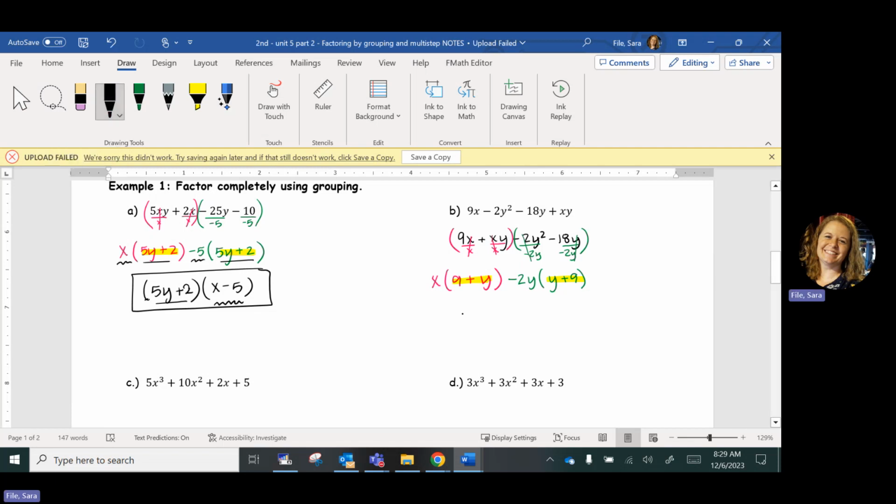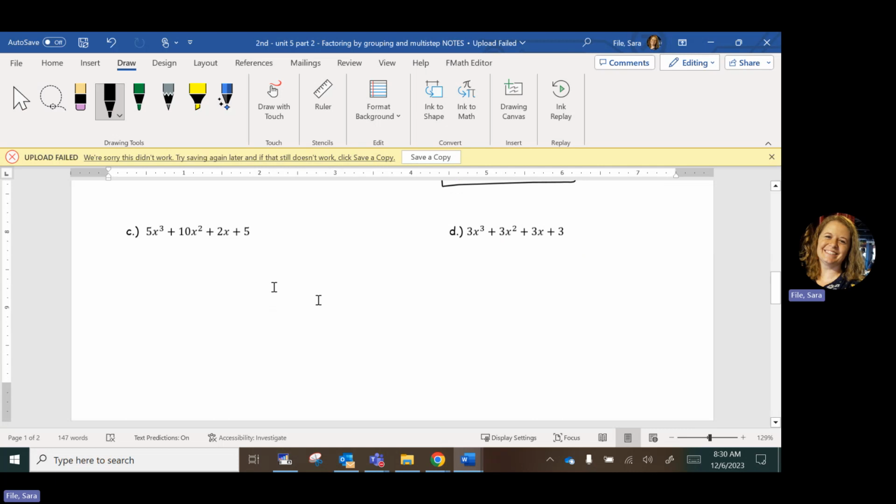So y plus 9 or 9 plus y, I prefer to write my variable first, and then I bring together the GCFs that I took out. And those are my two factors. So far, so good?